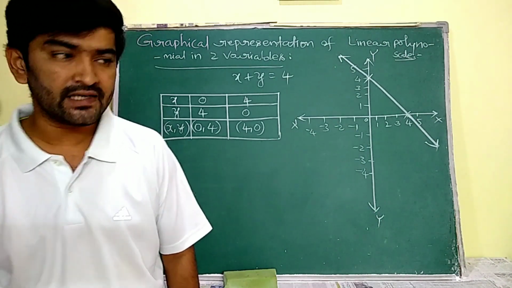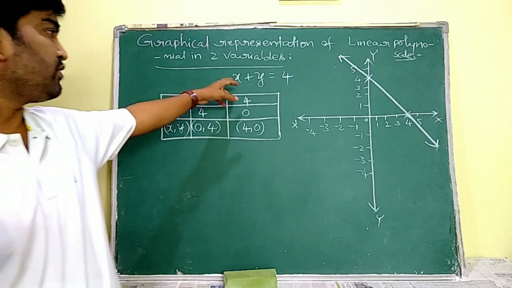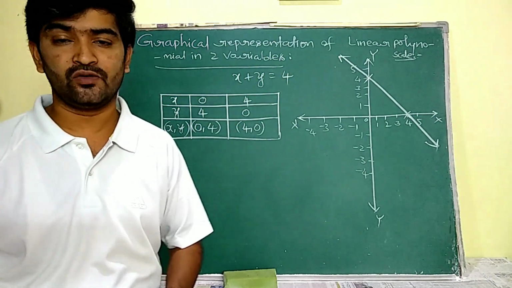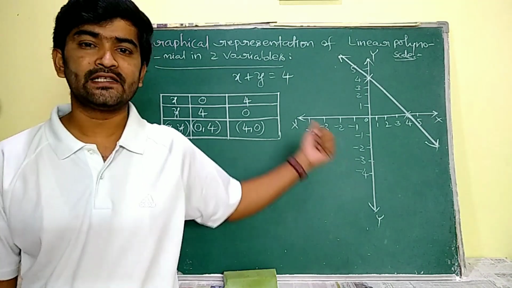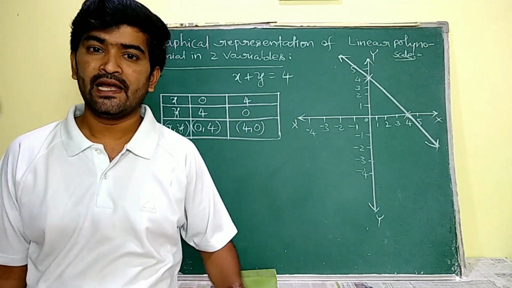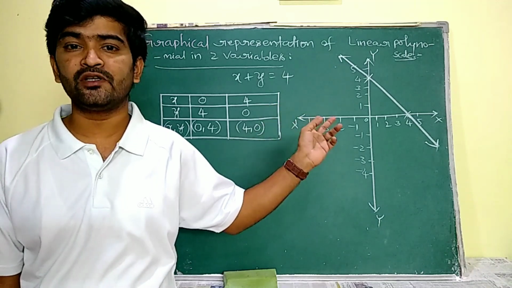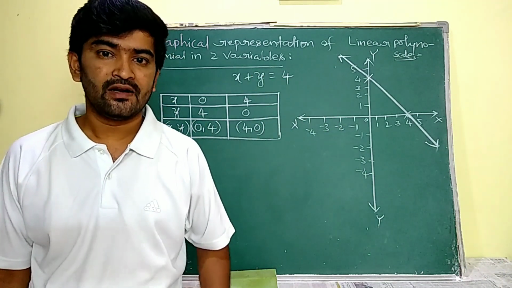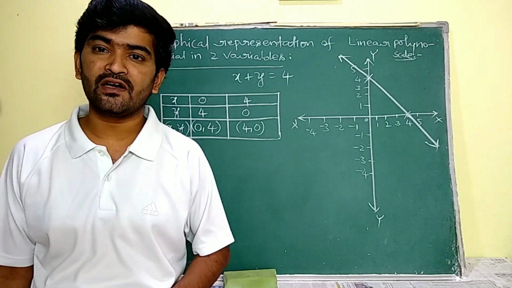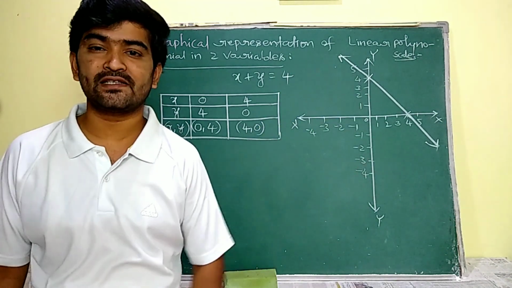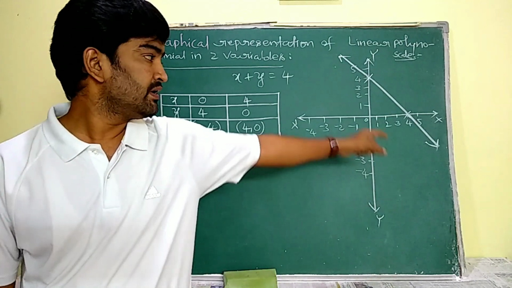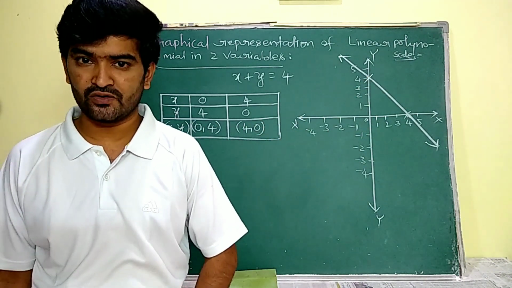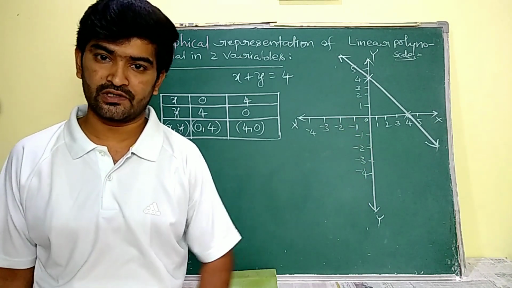Now in general, this polynomial x plus y is equal to 4 is going to have infinite solutions. You have to remember it. It is a linear polynomial in 2 variables, no? It is going to have infinite solutions in general. But according to the graphical concept, it touches the x-axis at 1 point, no? So by seeing that, you cannot say it is having only one solution. It is going to have infinite solutions.